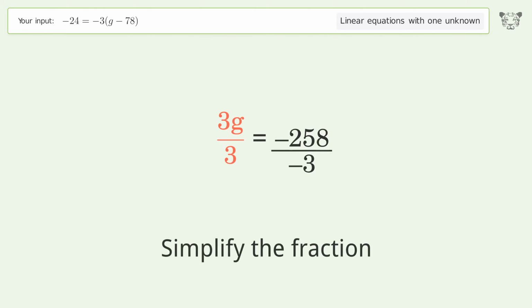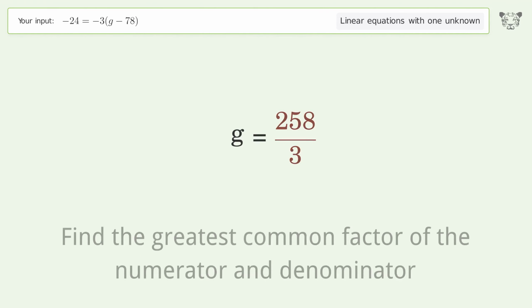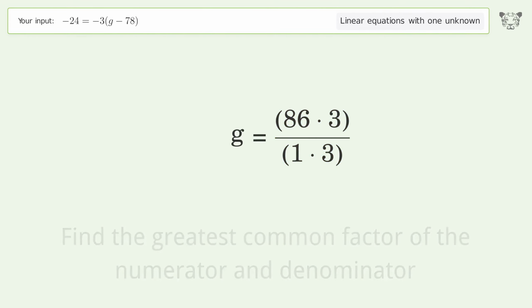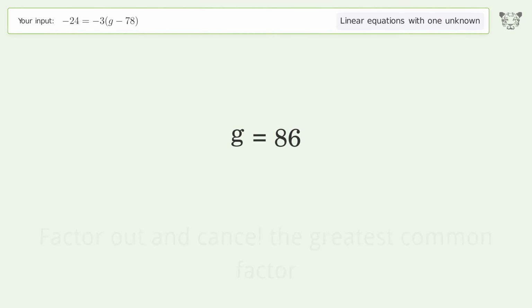Simplify the fraction. Cancel out the negatives. Find the greatest common factor of the numerator and denominator. Factor out and cancel the greatest common factor. And so the final result is g equals 86.